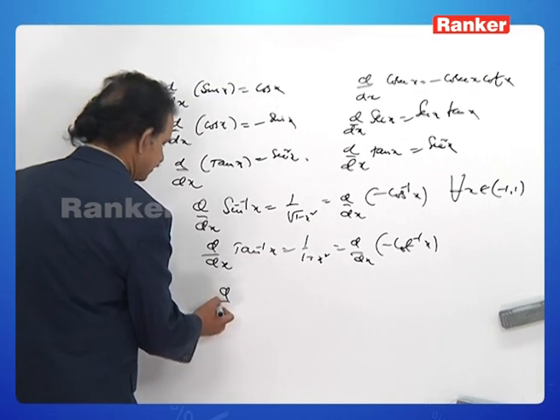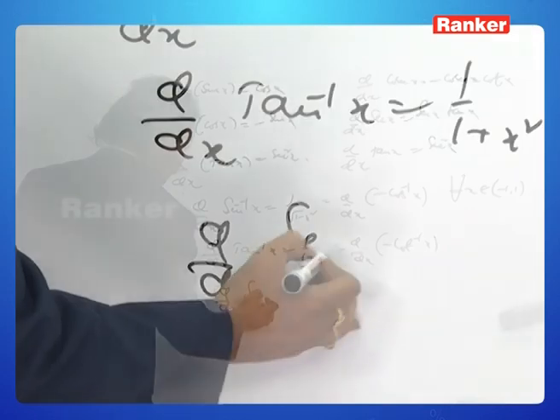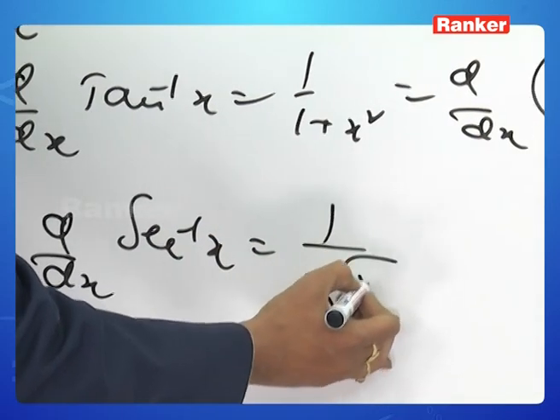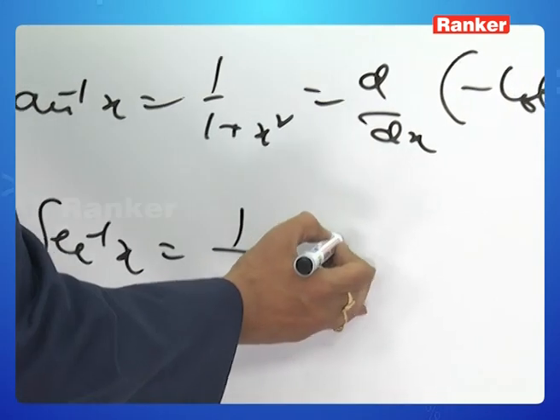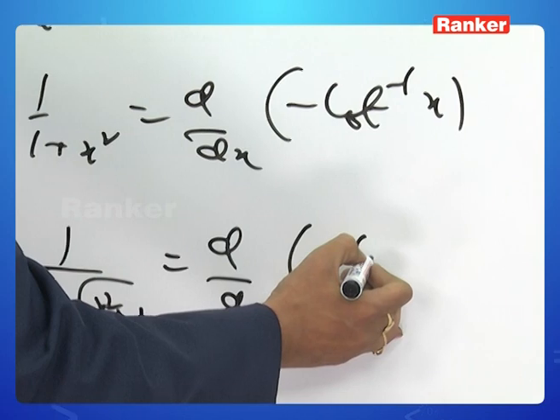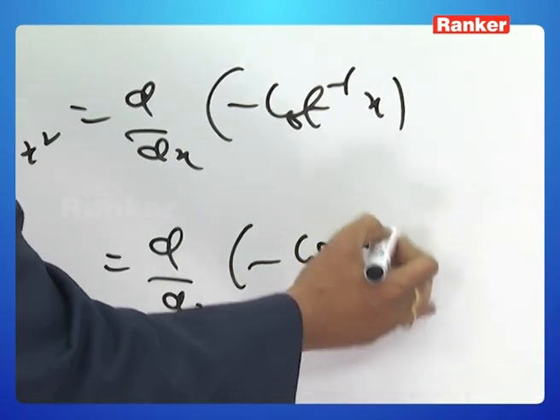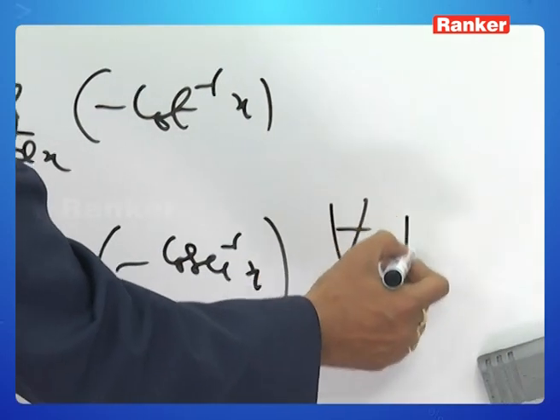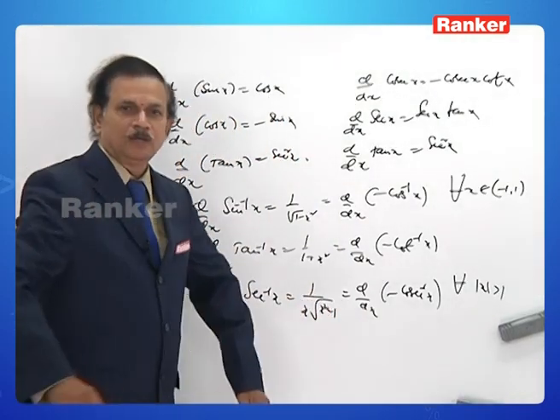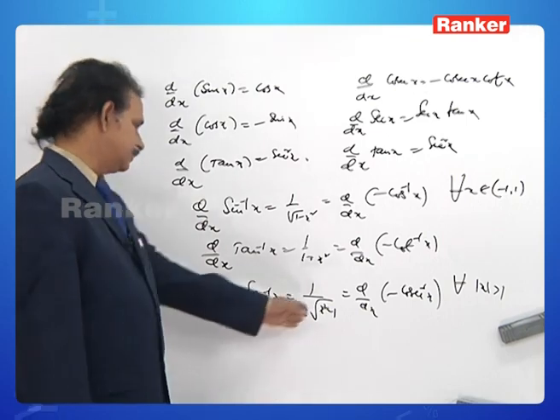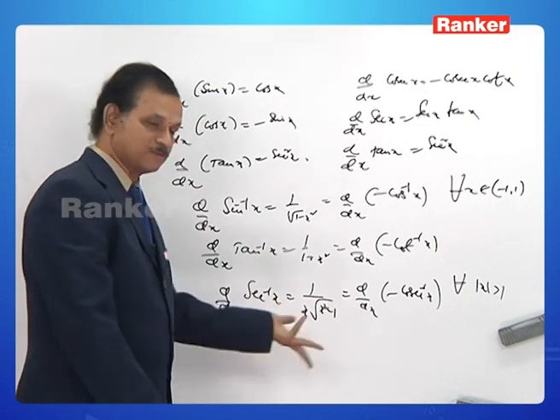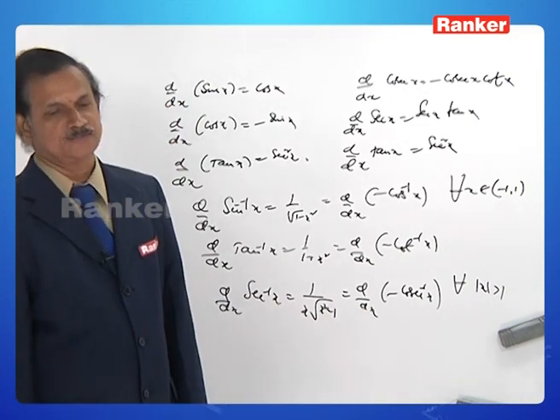And derivative of secant inverse x is 1 by x root x square minus 1. This can again be taken as d by dx of minus cosecant inverse x for all mod x greater than 1. So to have the derivative like this, we should have mod x greater than 1, because there only secant inverse x can be defined, isn't it?